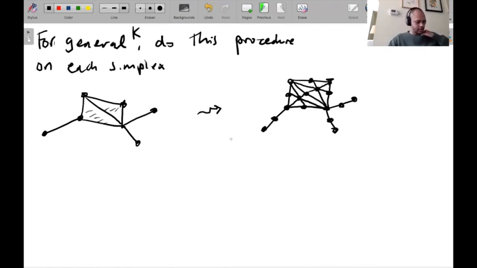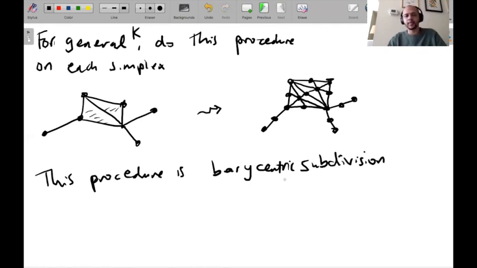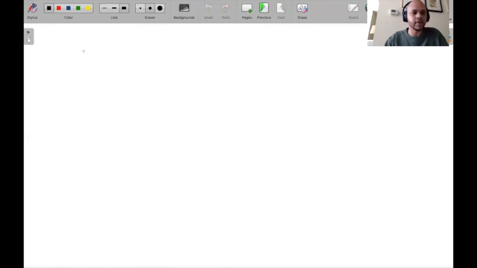Okay, so this is how this works. This procedure is the barycentric subdivision. There's different sorts of subdivision possible. There's different ways to subdivide simplices, but this is the barycentric way to do it. And it's called the barycentric subdivision for the following reason.